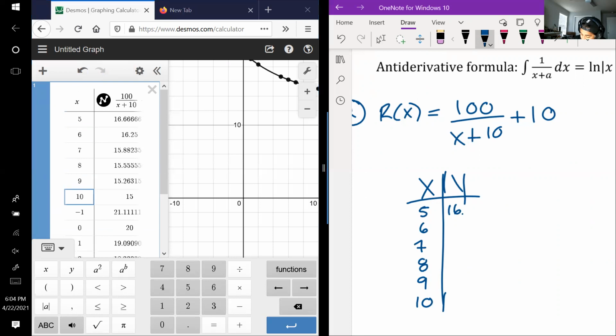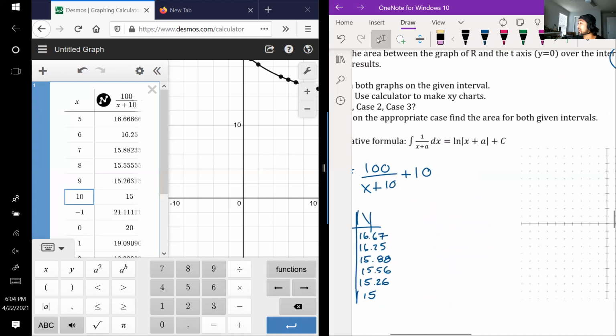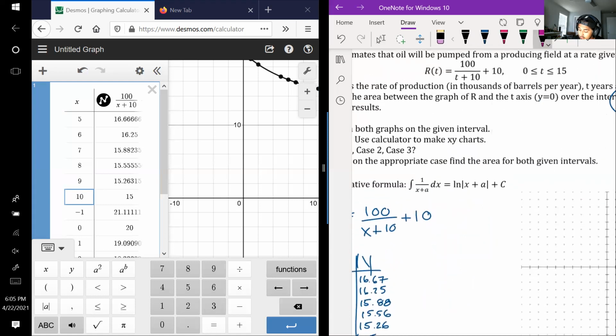And here I get 16.67, 16.25, 15.88, 15.56, 15.26, and 15. There we go. And lucky for us, the other function is once again y equals 0. Lucky us. And don't worry, your homework should be exactly like that. No ringers. I made this easy for you guys.